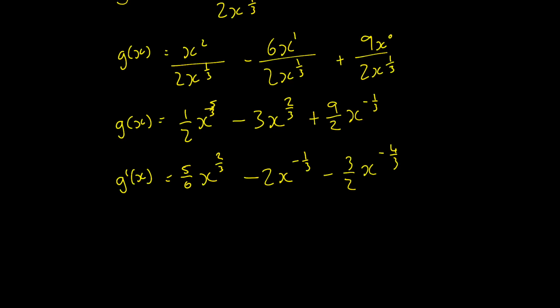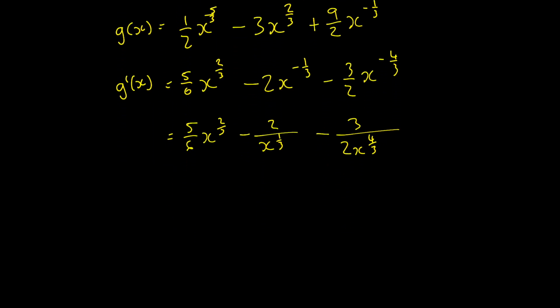So for the last step, we can just express this with positive exponents. So the first fraction will be the same, 5x to the 2 over 3. Second fraction will be minus 2 over x to the third. And the third fraction will be minus 3 over 2x to the 4 over 3.